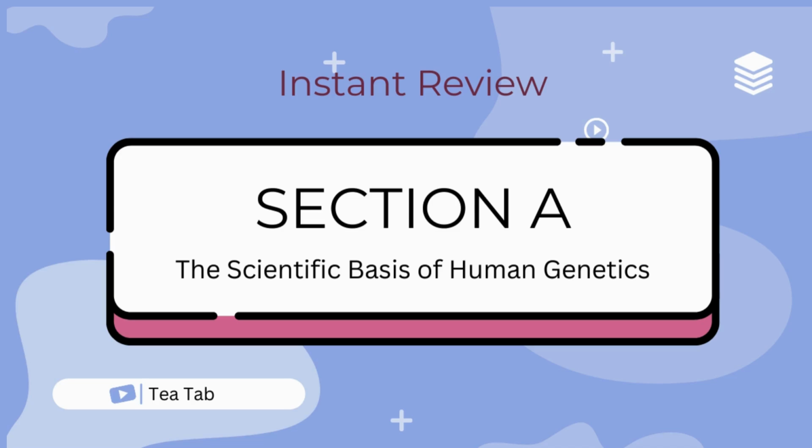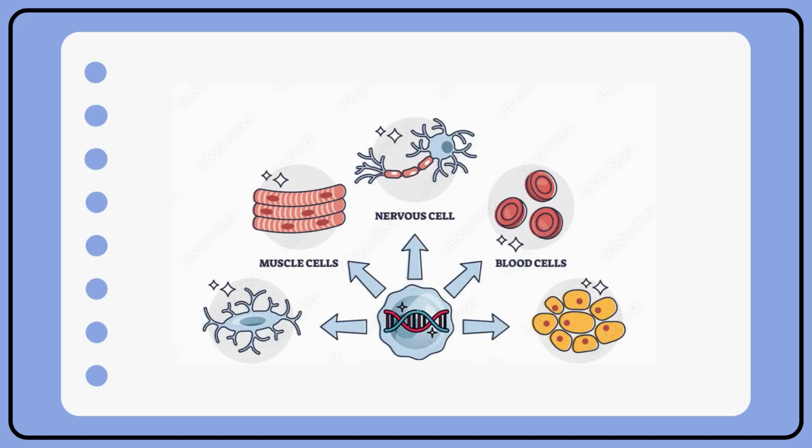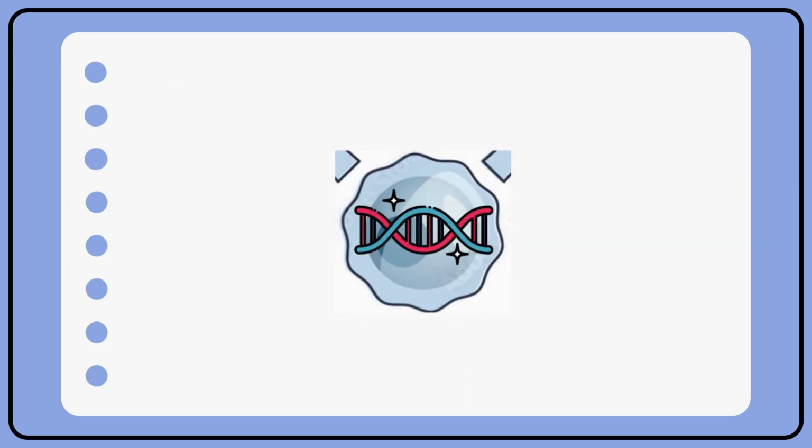Hello everybody and welcome back to Instant Review. Today we want to talk about how our cells control which genes are turned on and off. So we want to speak about gene expression. This is a big deal because not every cell needs the same proteins all the time. And we know that every cell in our body has basically the same DNA material, but they do very different jobs. For example, a nerve cell sends signals or a red blood cell carries oxygen. But how does this happen? It all comes down to which genes are turned on and which are off.